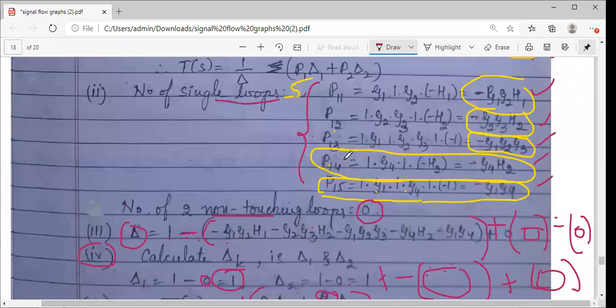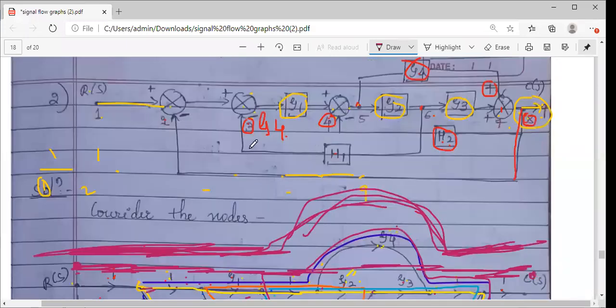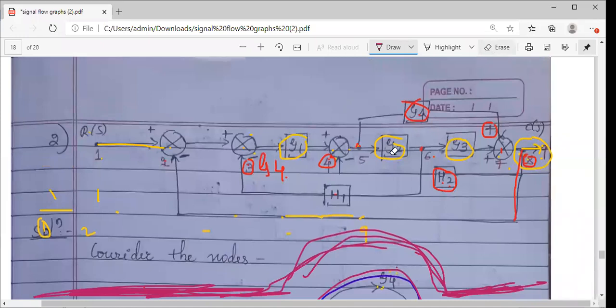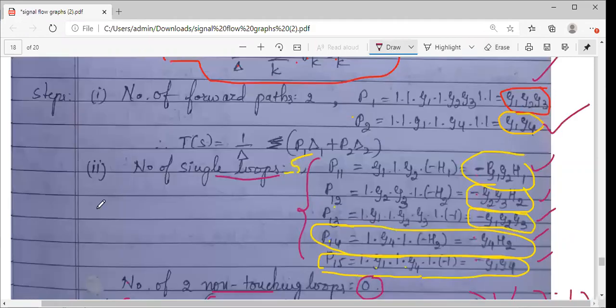Again, you can cross verify your answer. How? Use the technique of block diagram reduction, because in the question, instead of giving a signal flow graph, a block diagram is given to you. So what you can do? Use the block diagram reduction technique. Use the rules, reduce it, try to find the transfer function. Whatever answer you get, it should match with this final answer.